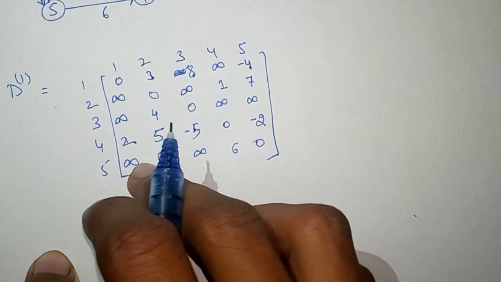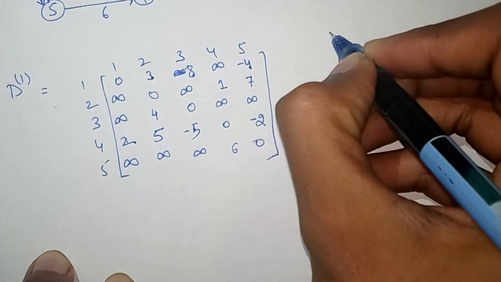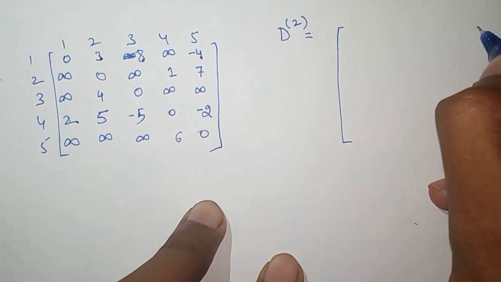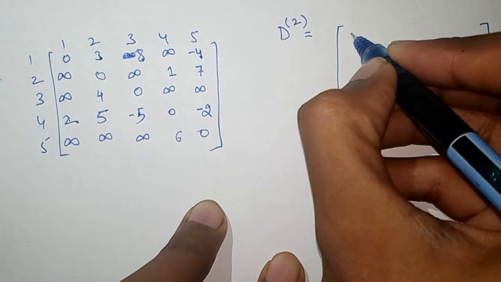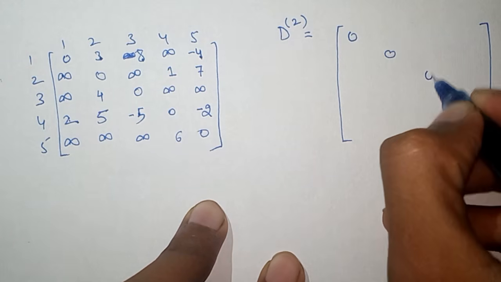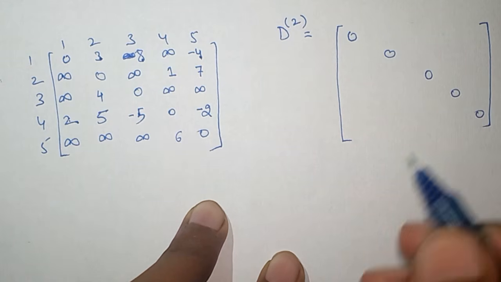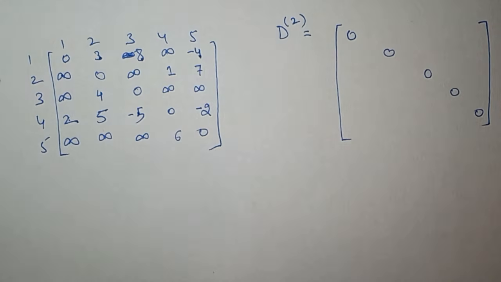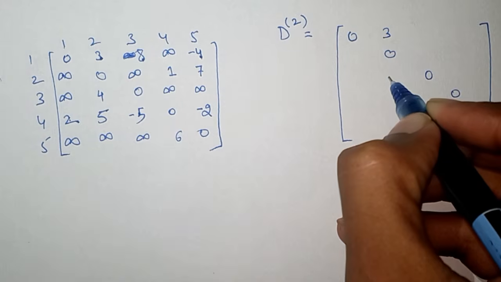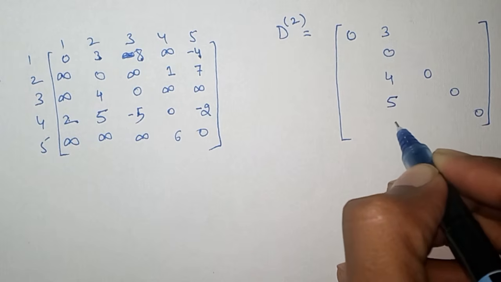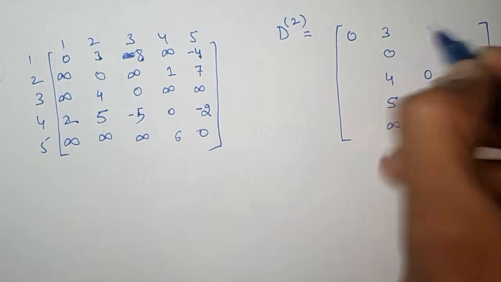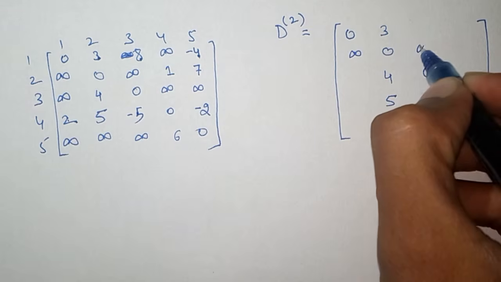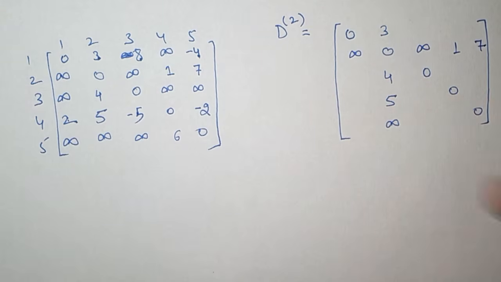Now using the D1 matrix, we can also find the D2 matrix using the same trick. In this matrix, again the diagonal elements will remain 0, and for the D2 matrix, the second row and second column of the D1 matrix will be copied into the D2 matrix. 3, 0, 4, 5 and infinite, 0, 3 for the second row and second column: infinite, 0, infinite, 1 and 7.